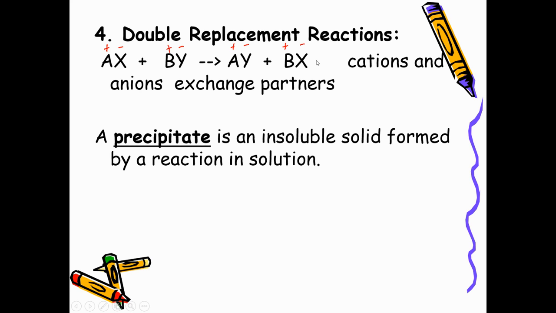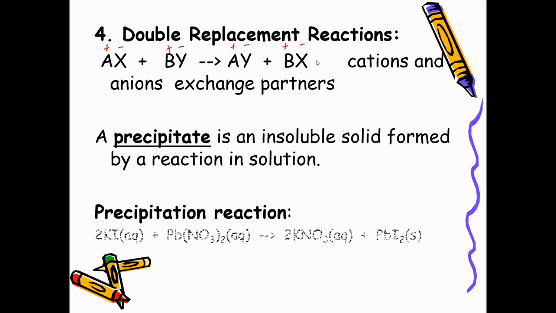Okay, so I'm not going to talk about precipitate right now, other than here's an example. I have 2 compounds, the K and the Pb, they're going to end up flip-flopping. So now K is with NO3, Pb is with I. So that's just a visual example of a double replacement reaction. And we'll talk about precipitates later.